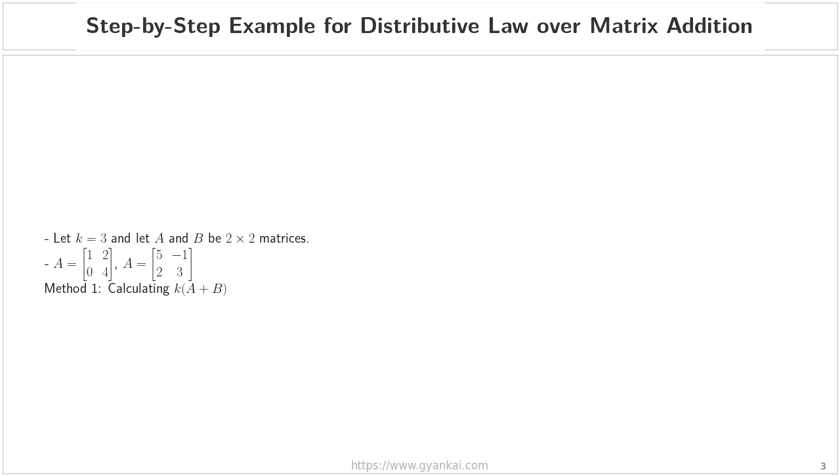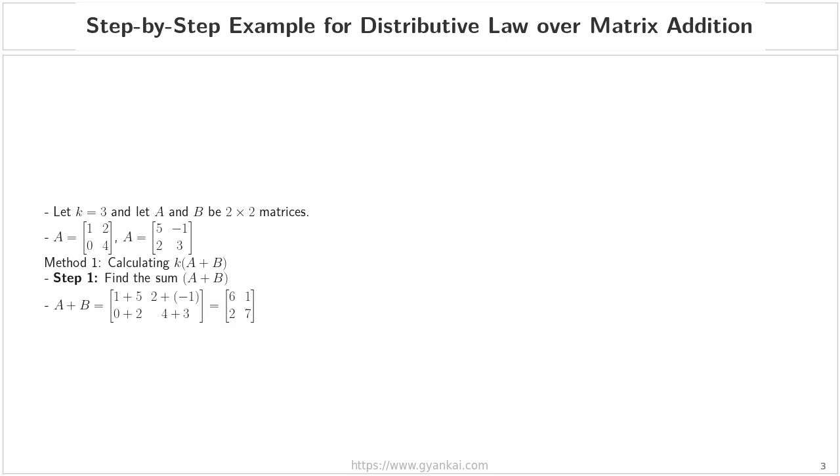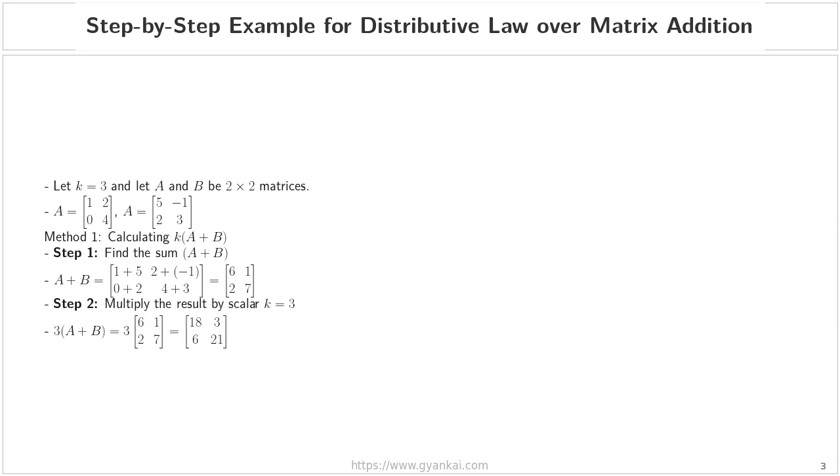Let us first explore method 1, where we calculate k times the quantity A plus B. In the first step, we find the sum of A and B by adding their corresponding elements. 1 plus 5 gives us 6, 2 plus -1 gives us 1, 0 plus 2 gives us 2, and 4 plus 3 gives us 7. This results in a matrix with 6 and 1 in the top row, and 2 and 7 in the bottom row. In the second step, we multiply this resulting matrix by our scalar, 3. By multiplying every single element by 3, we arrive at a final matrix containing 18, 3, 6, and 21.